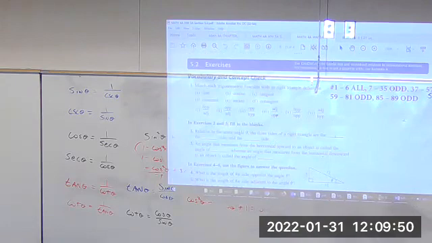So number one, all right, which one is sine? Sine is opposite over hypotenuse. So that would be I, right here.